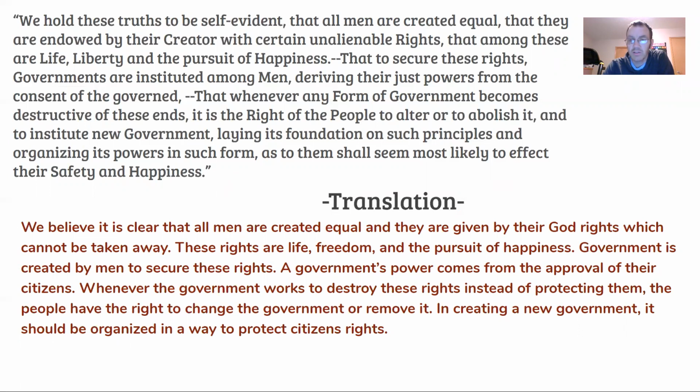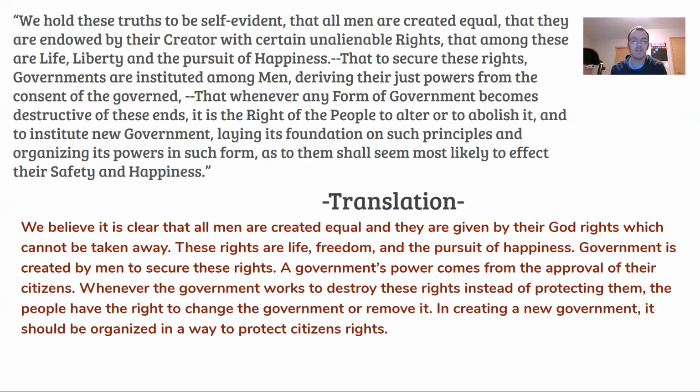Whenever the government works to destroy these rights instead of protecting them, the people have the right to change the government or remove it. In creating a new government, it should be organized in a way to protect people's rights. And so the idea here is this: government is made by the people, they give it its power, and it is meant to protect our rights. The only reason we have a government is to make sure that you and I are safe, we have our freedom, and we get to choose to do what we want that's going to make us happy. That's why we have a government.